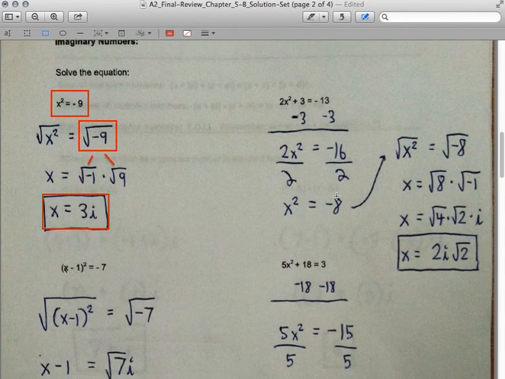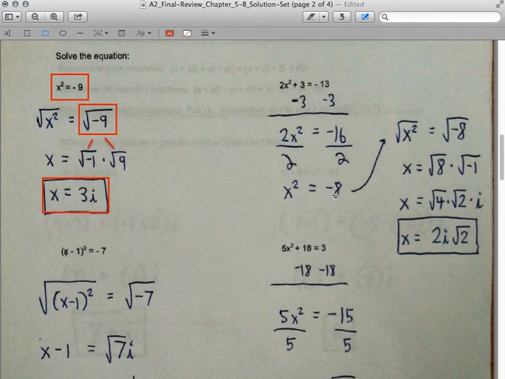Taking a look at the other examples, we solve for the variable in the same way that we solve for any variable using algebraic means. For this example here, 2x squared plus 3 equals -13. We would add or subtract terms away from the variable that we are solving for, in this case x, and when we do that, we are left with 2x squared equals -16. When we divide by +2 to isolate the variable, we are left with x squared equals -8. And again, we are in a position that when we take the square root of both sides, we are trying to find the square root of a negative number.